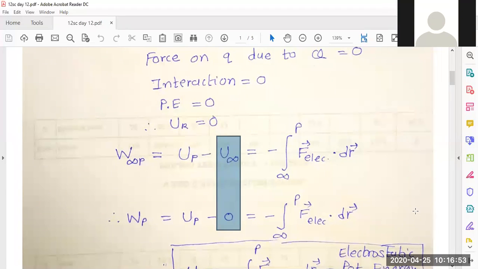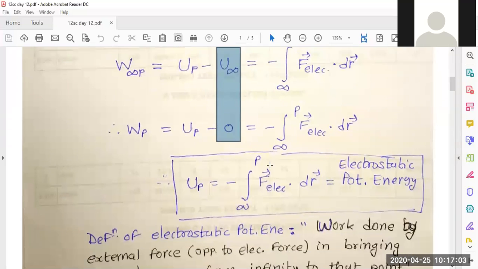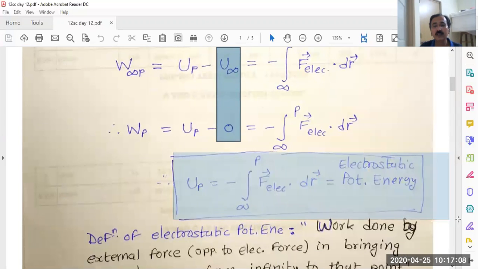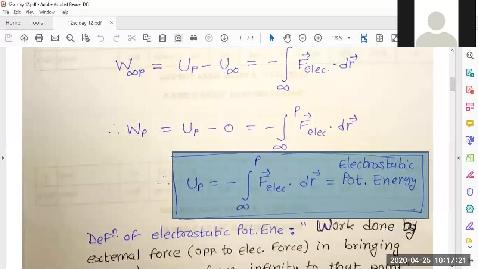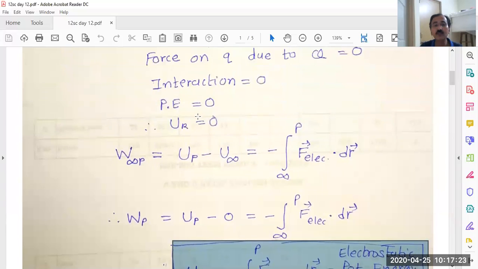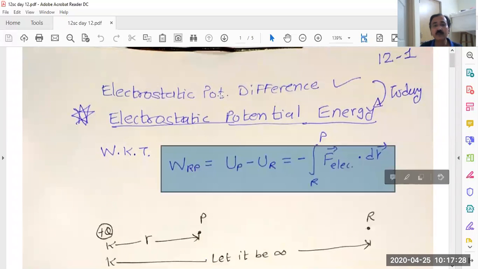Understood why it is zero? Yes, sir. Okay, so now we have got a more simplified version. Infinity to P F electric dot dr, if it is there, it is electrostatic potential energy. Is it clear? Yes, sir. So if you are writing UP minus UR, then it is potential energy difference. This is potential energy difference.